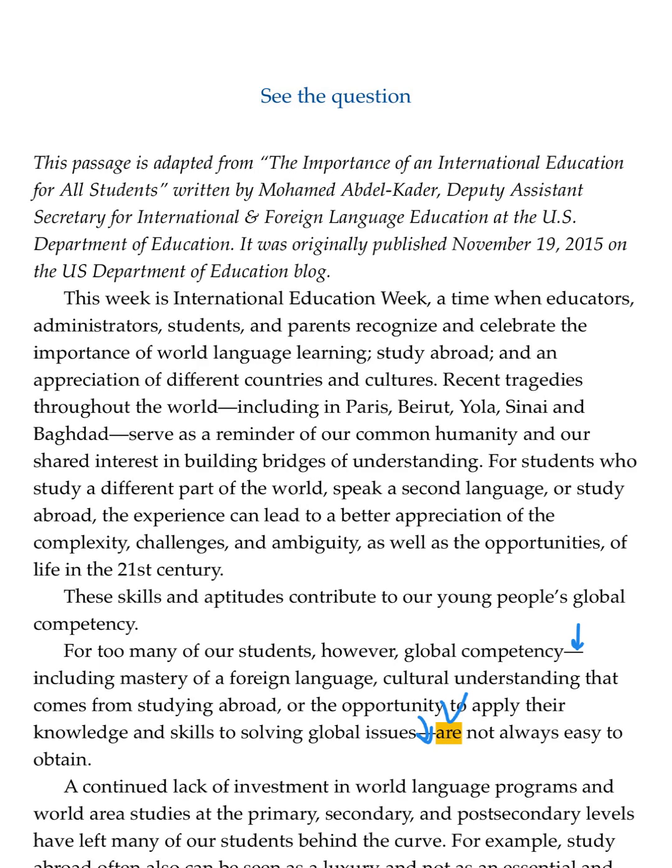"For too many of our students, however, global competency are not always easy to obtain." Okay, when we ignore all that unessential information set aside by the em dashes, we can see that the subject is "competency," and it didn't really sound right, right? "Competency" is singular, "are" is plural, like "they are." In this case, we would need "competency is." "Competency is not always easy to obtain." Great! So we did see something wrong. Let's go to the answer choices.